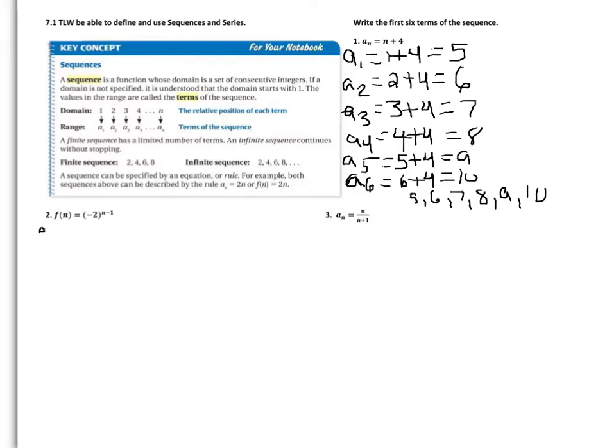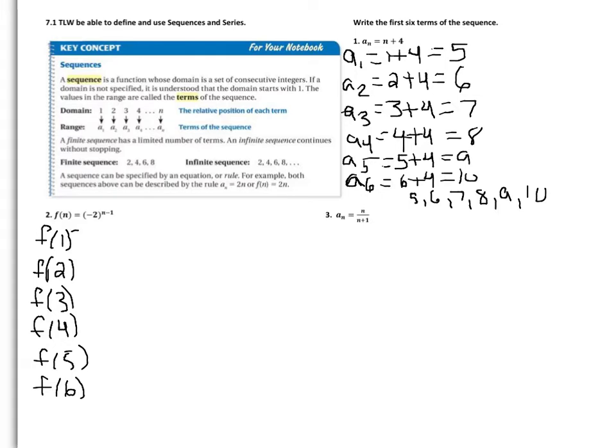So for this one, you have to find f of 1, f of 2, f of 3, f of 4, f of 5, and f of 6. So if you plug in 1, you get negative 8. If you plug in 2, nope, I'm sorry.